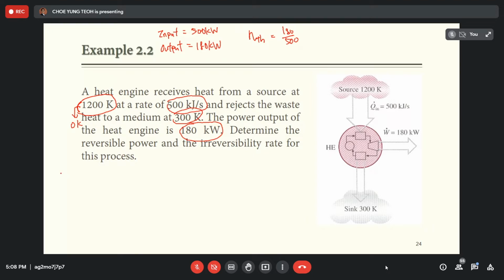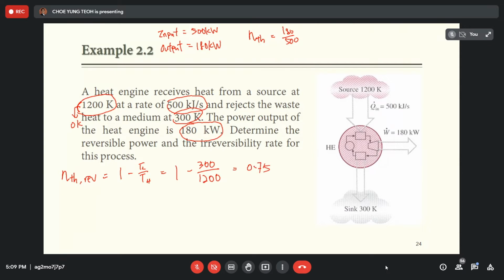So from here, we can get the thermal efficiency at reversible condition, which is 1 minus T_low divided by T_high, which is 1 minus 300 over 1200. And this is our reversible thermal efficiency. Okay, so 3 divided by 12, you get 0.25. So we have the efficiency of 75%.